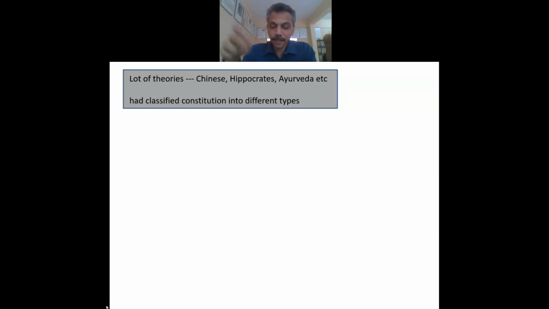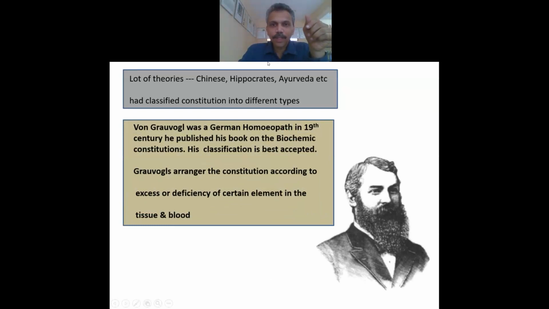You can read all these things, but as a homeopath, what you need to understand is what constitutional concept we homeopaths follow. That is also very important. He is Dr. Von Grogol, a German homeopath. He wrote a book about biochemic constitutions, and his classification is what we as homeopaths agree on, and we sincerely follow his definition and classification of constitution.